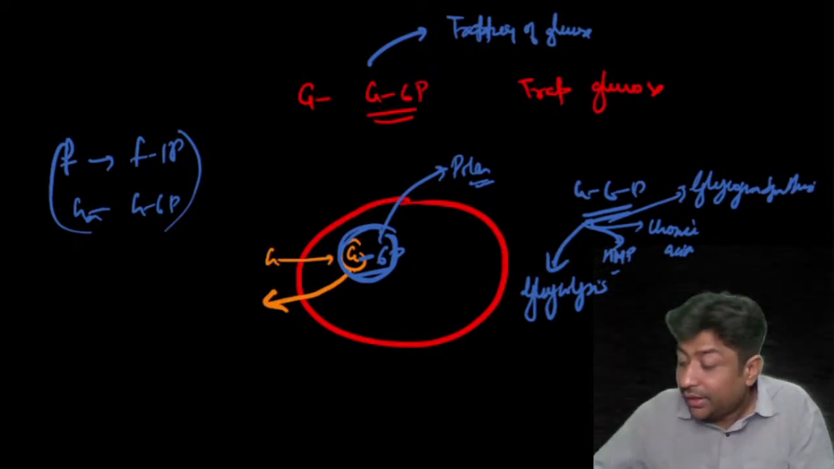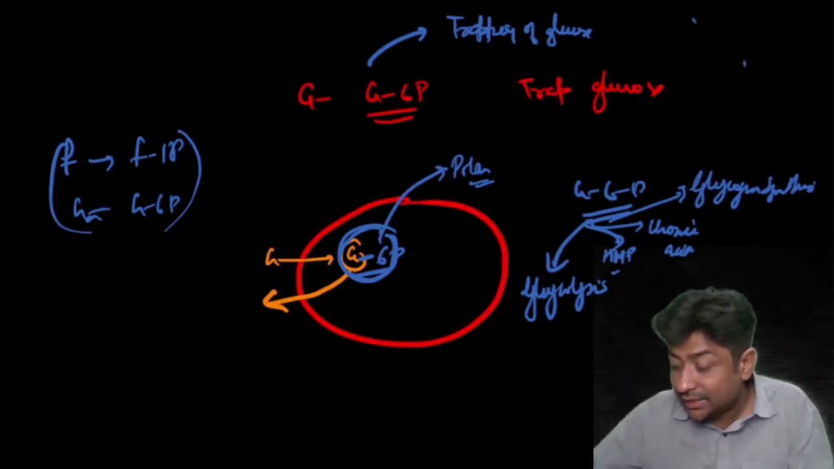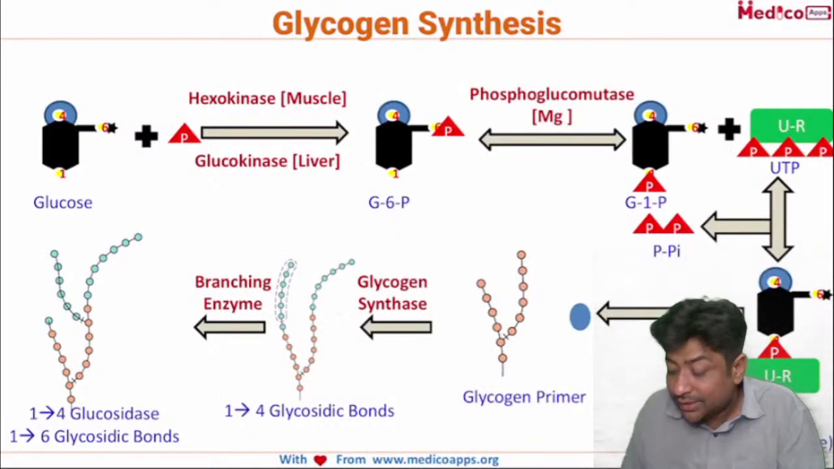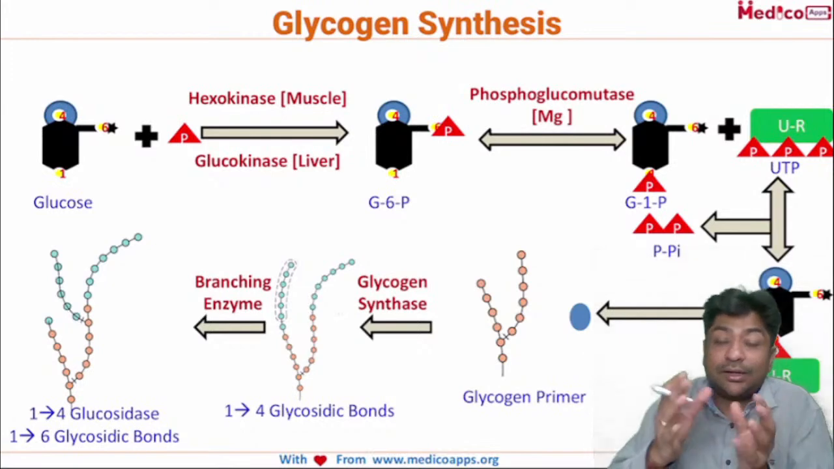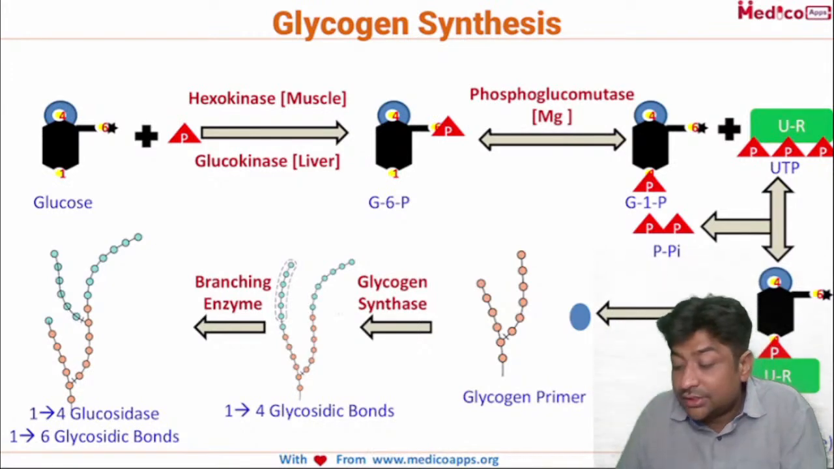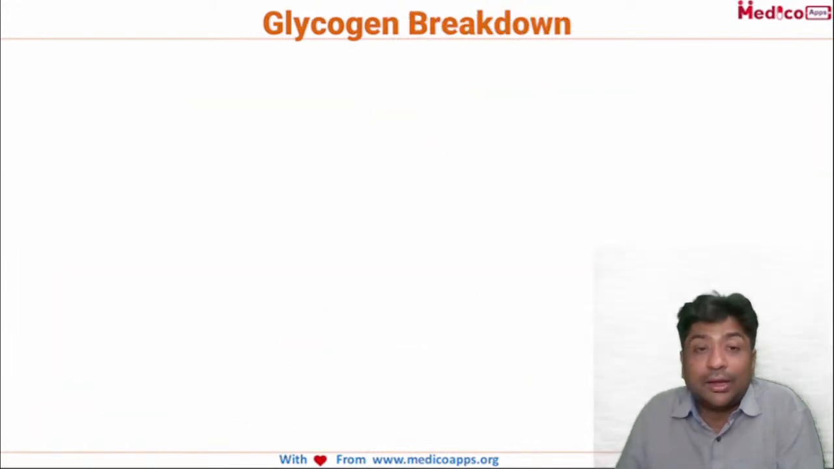Yes, you are very correct that the number of branching points will decrease as we are moving. Obviously, as we are moving from the center, the number of branching points will decrease, because the length also has to increase. So this is glycogen synthesis. Let's quickly look at glycogen breakdown.